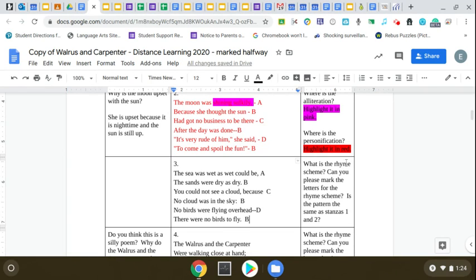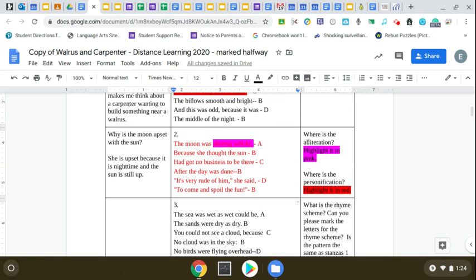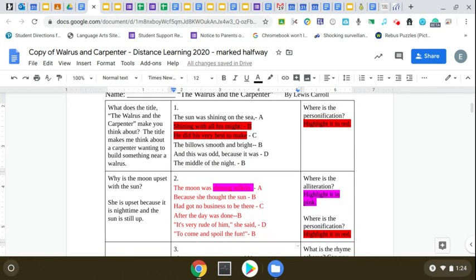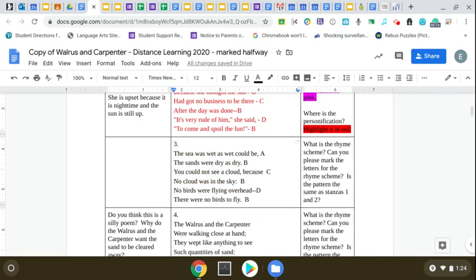Okay, what are the questions? What is the rhyme scheme? Can you please mark the letters for the rhyme scheme? Is the pattern the same as stanzas 1 and 2? Oh, look, stanza 2. A, B, C, B, D, B. Stanza 1. A, B, C, B, D, B. I can say yes.